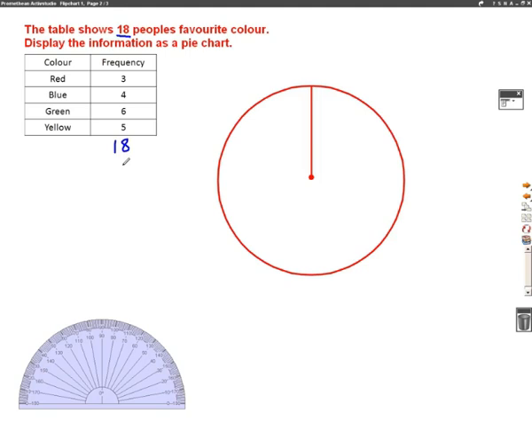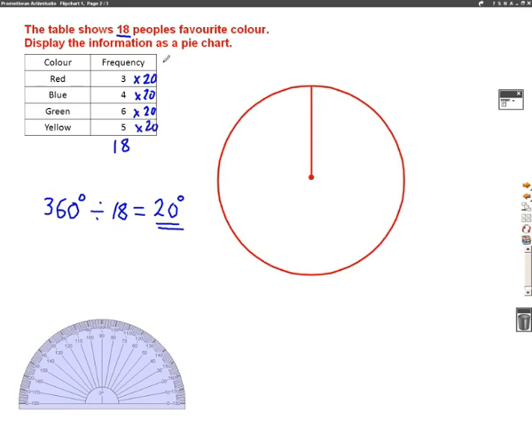Now the next thing we do, a pie chart is a circle as we have drawn here. And we know that on a pie chart, the total angle will add up to 360 degrees. So we are going to share that 360 degrees by the 18 people in our pie chart. So if we do 360 shared by 18 people, we will get 20 degrees each. So each one of these numbers on frequency, we're going to times by the number we just worked out, 20. So each one of these we times by 20.